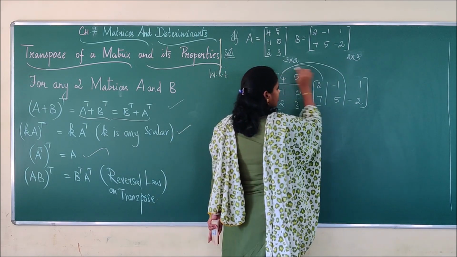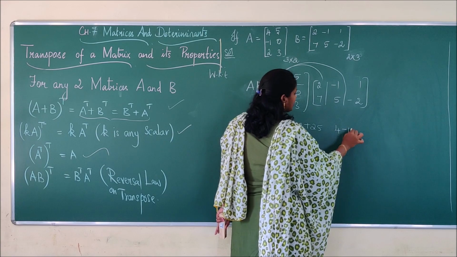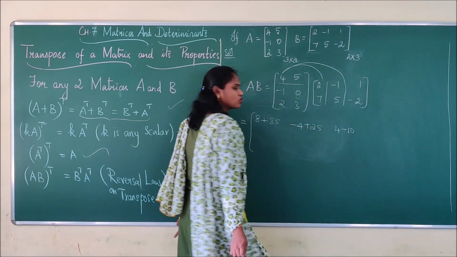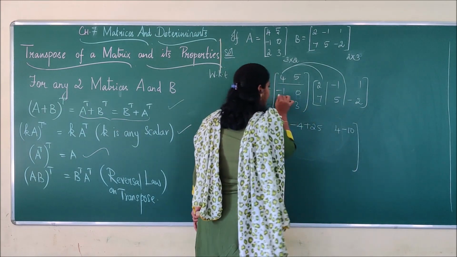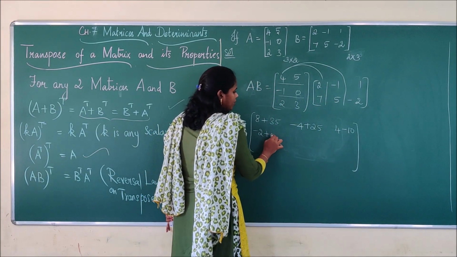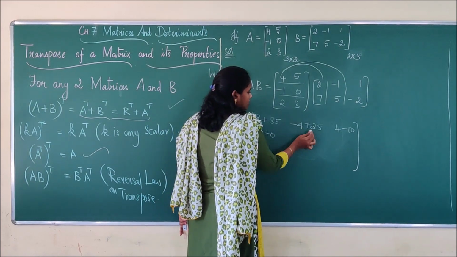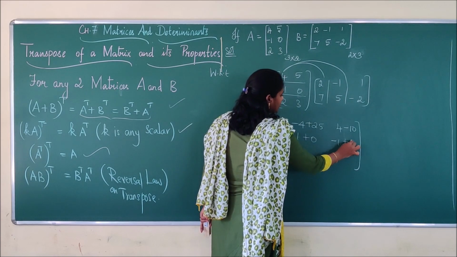And next is first row with third column. That is 4 minus 10. That is 5 into 2 minus 2 is minus 10. And next is second row with first column, which is minus 2 plus 0. Again minus into minus is plus 1 plus 0. Again minus 1 plus 0.